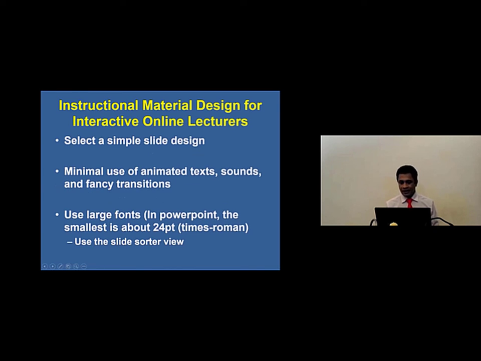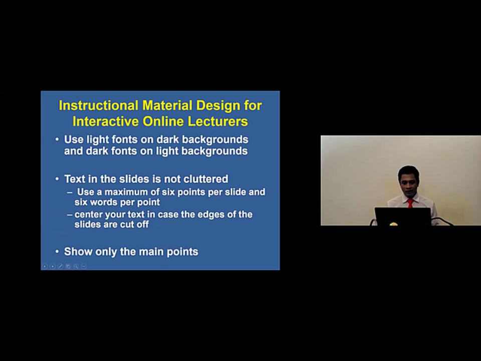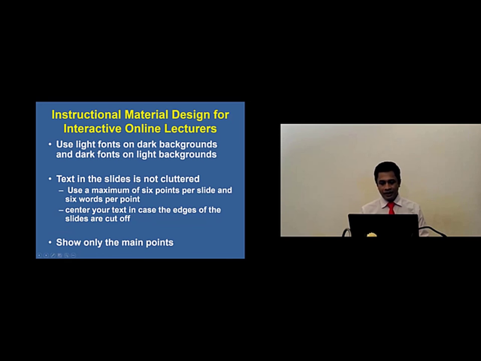So these are the simple rules. Simple slide design, minimal animated text, and use large fonts. The general rule is, when you look at the slides in the slide sorter view, if you can read them, that means it should be adequate. Generally about 6 points per slide maximum, and make sure that only the main points are shown.